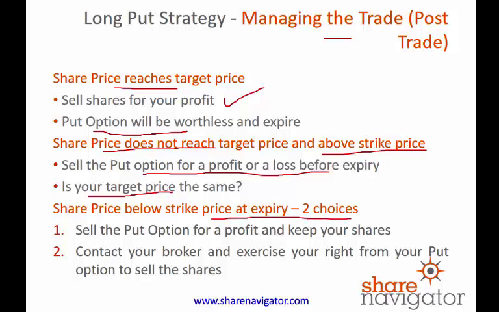What about if your share price is below the strike price at expiry? Well, you've got two choices there. The first choice is you sell the put option for a profit and keep your shares. That's what most people would do 99% of the time. Or the second option, which is very unusual, is where you actually contact your broker and you say to them, exercise my rights with my put option and sell the shares at 55. So you will find that in terms of profit and loss, 1 and 2 are exactly the same. There's really no difference there. That's why most people just sell their put option, and they'll hold on to their shares or sell their shares separately. So there's two ways of approaching that if you want that expiry.